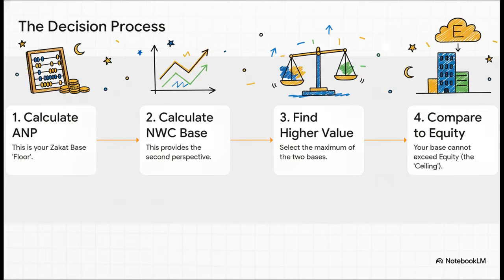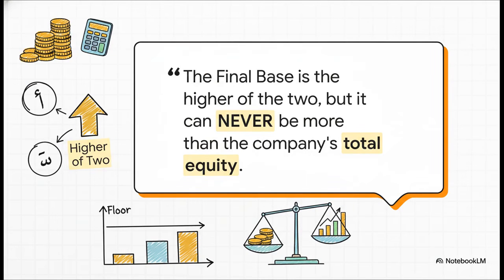Well, luckily, the decision follows this clear four-step process. We've already done steps 1 and 2. Now, for step 3, we just pick the higher of the two values. But the final and most important check is step 4, comparing that result to the company's total equity, which acts as a hard cap. This right here, this single rule, is the key to the whole process.